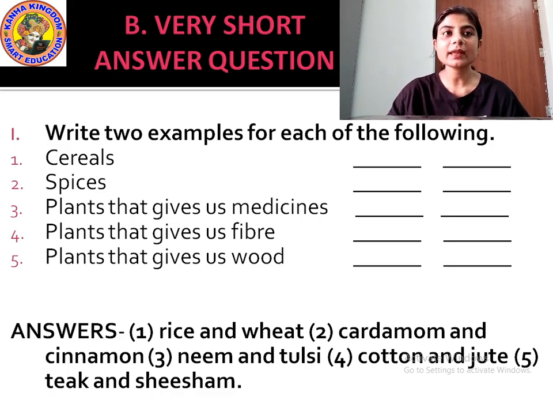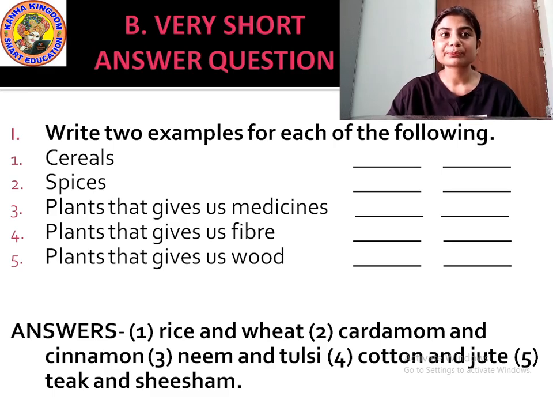Okay. Then number 2, spices. What are the examples of spices? It is cardamom and cinnamon. C-A-R-D-A-M-O-M. Cardamom and cinnamon. C-I-N-N-A-M-O-N. Cinnamon. The example of spices is cardamom and cinnamon.